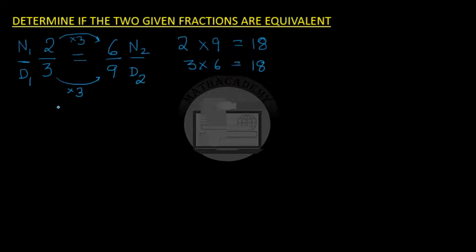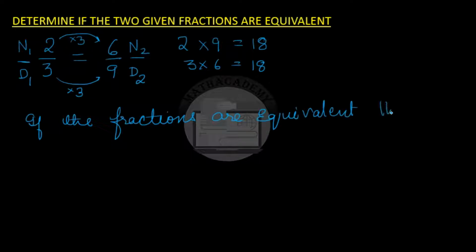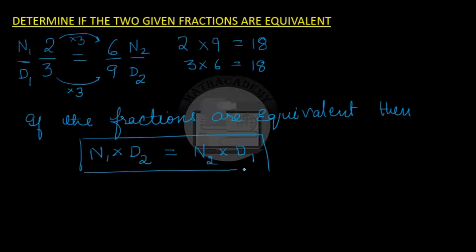And what do we see? If the fractions are equivalent, then the numerator of the first multiplied to the denominator of the second becomes equal to the numerator of the second multiplied to the denominator of the first. If this condition is satisfied, then the fractions are equivalent.